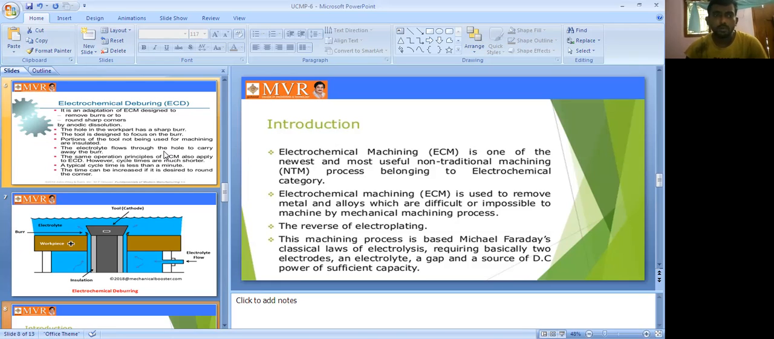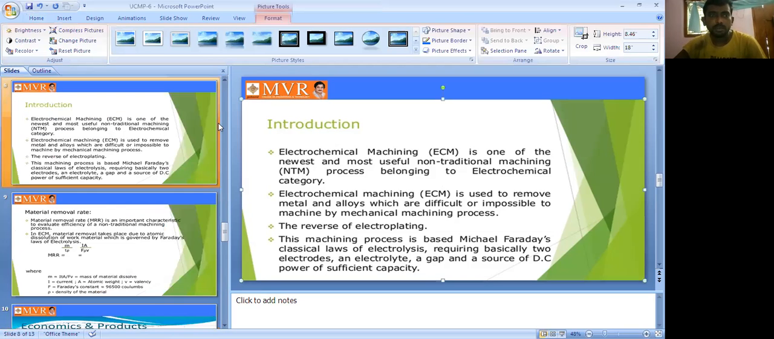So the deburring topic is also completed. Majorly, 99% of the second unit, four topics, is completed. The remaining 1% is ECM sums. How can we solve ECM sums? Go for MRR, material removal rate, and based on the derivation part we have the sums. So let me start ECM again.